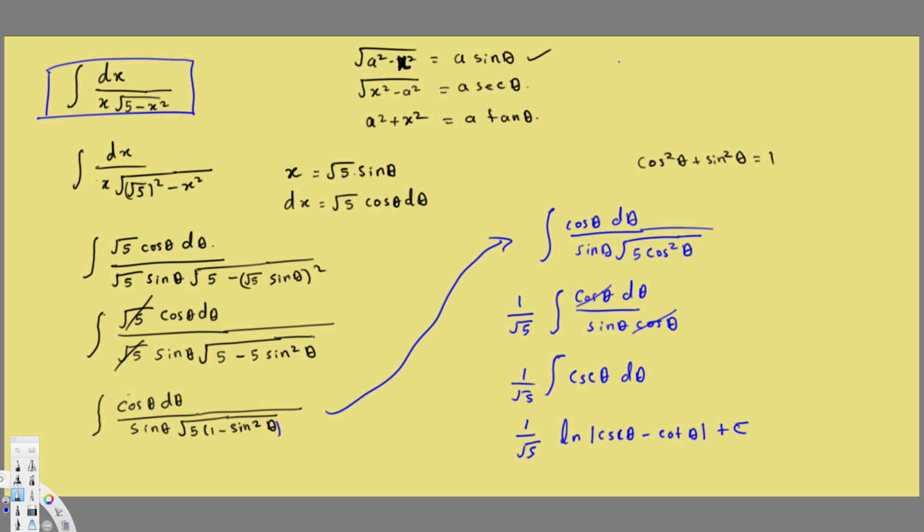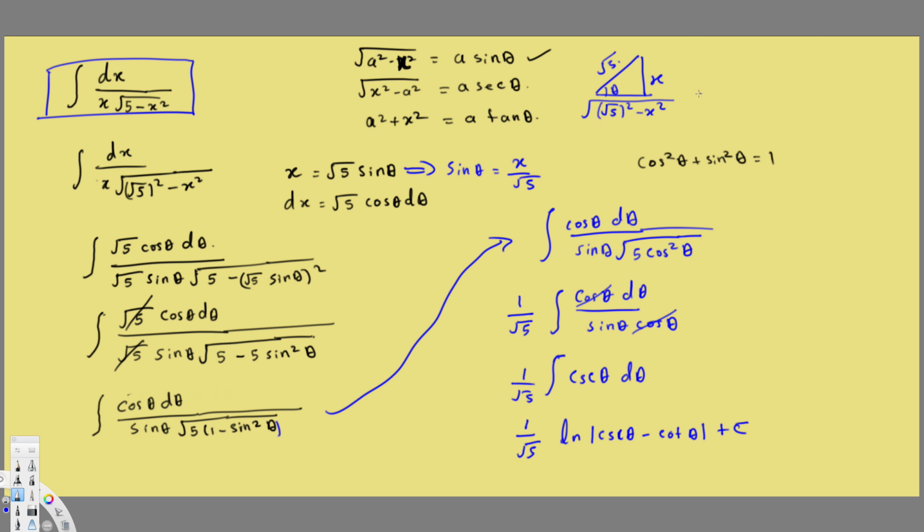We took x equal to root 5 sine theta. So let's write sine theta. Sine theta is going to be equal to x over root 5. If we put this in a triangle, with angle theta, opposite is x, hypotenuse root 5. According to the Pythagorean theorem, this is going to be the square root of root 5 square minus x square, and that is our adjacent. Now let's replace all this theta with these x values.